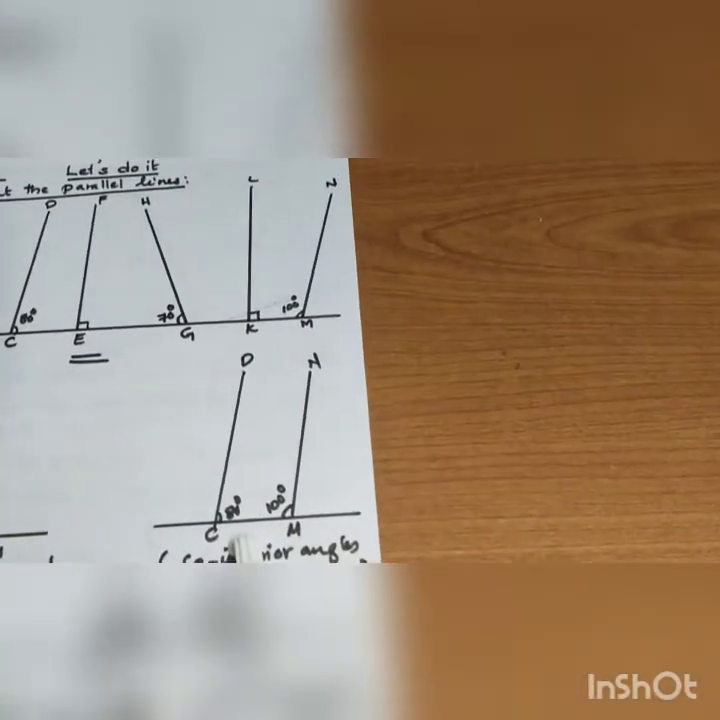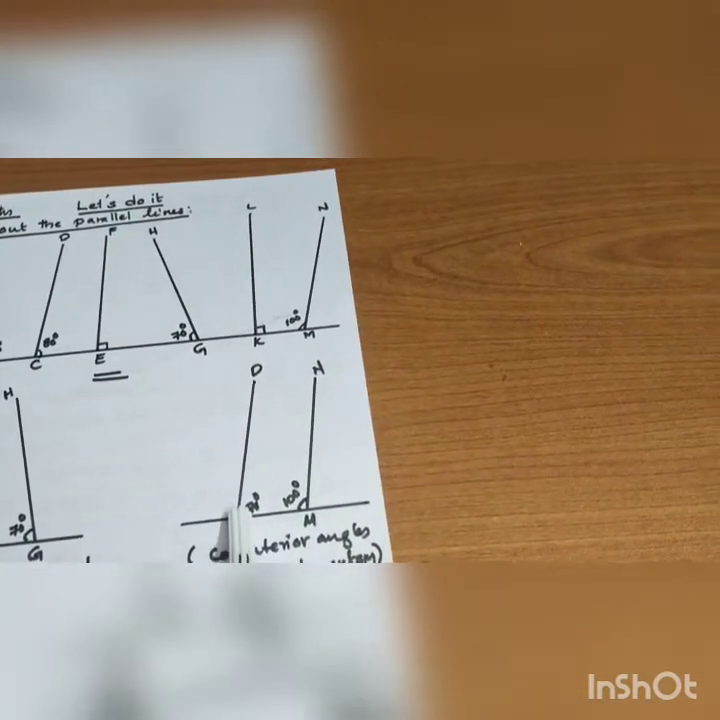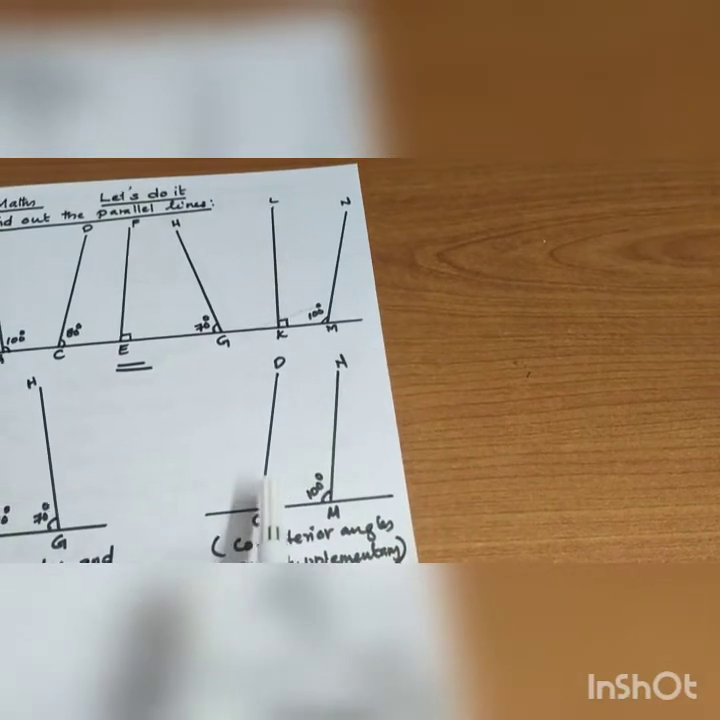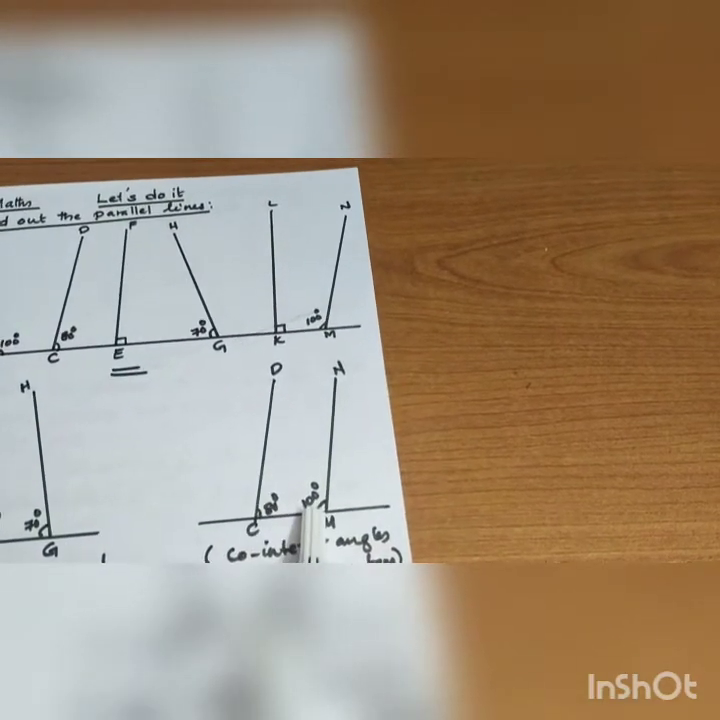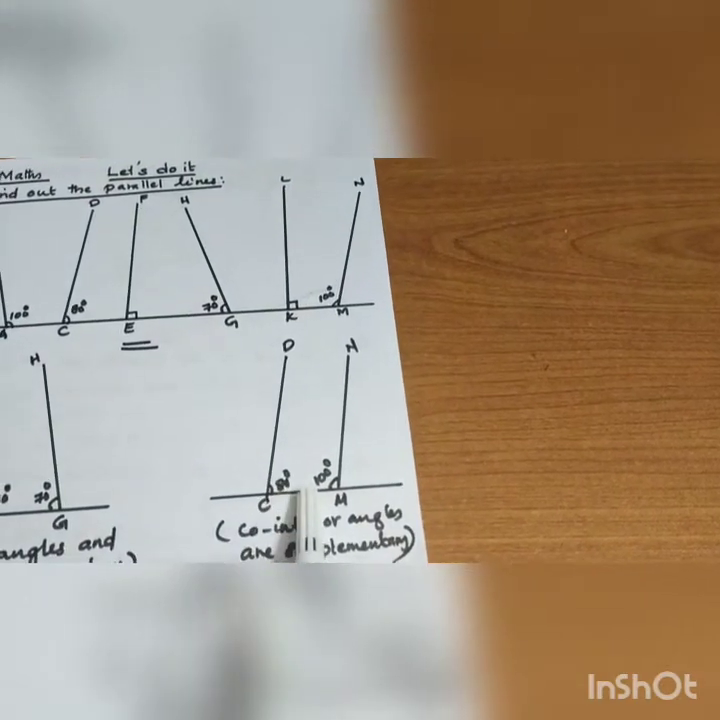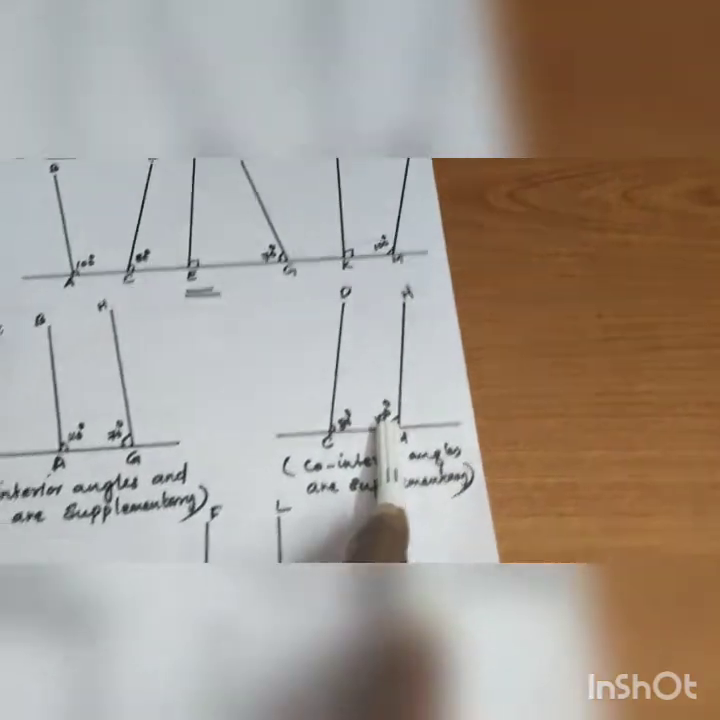Then, next, CD and MN. Here also the marked angles are co-interior angles and the sum of these angles is 180 degree. That means co-interior angles are supplementary here. Therefore, these two lines are parallel.